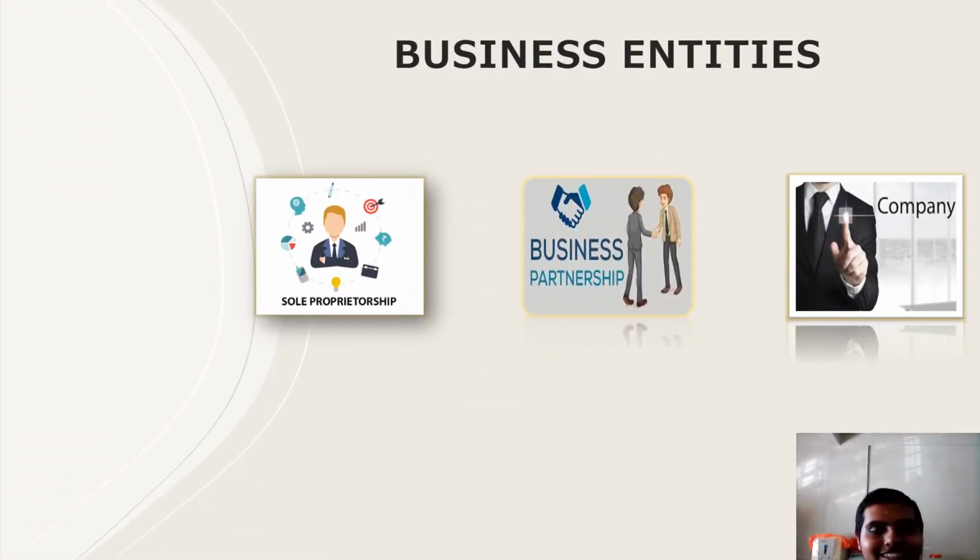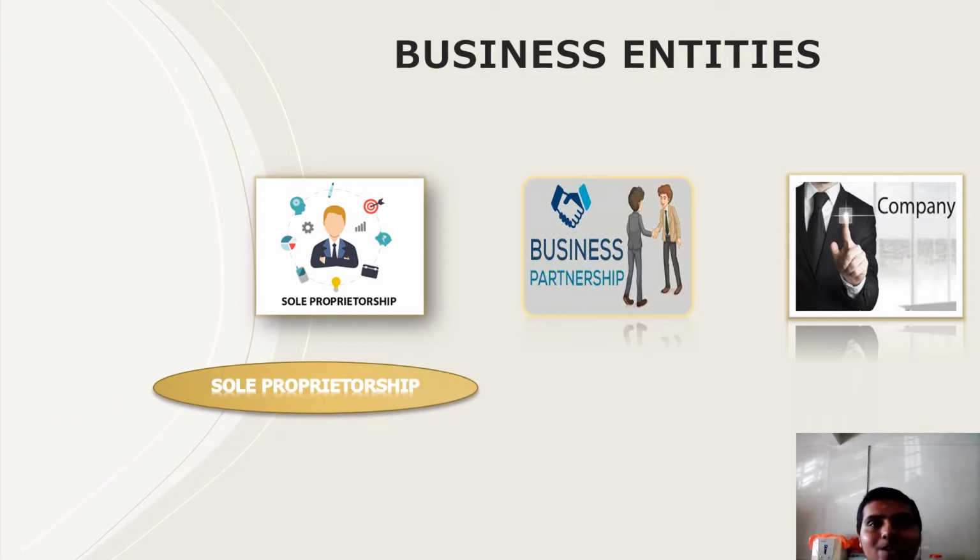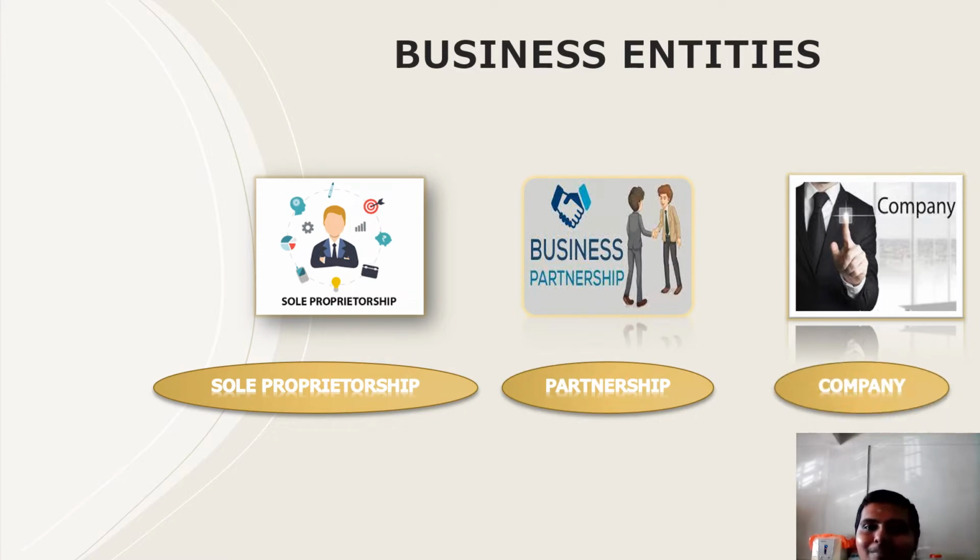Business entities. Okay, so we have three types of business entities here. What are they? We have sole proprietorship, we have partnership, and we have company. Okay, so we are going to get some briefing about these three business entities.